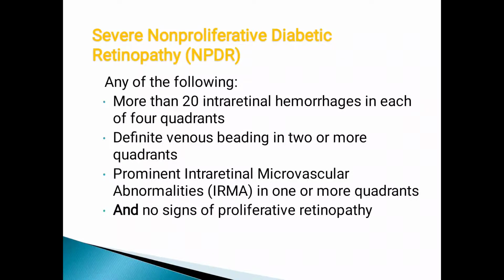For any one of the following: more than 20 hemorrhages in the retina in each of 4 quadrants. The retina is divided into 4 quadrants: superior, inferior, temporal and nasal. So more than 20 retinal hemorrhages in each of the quadrants.